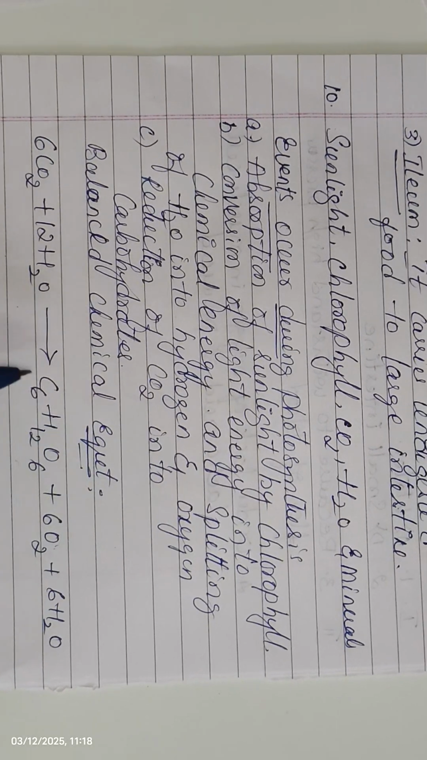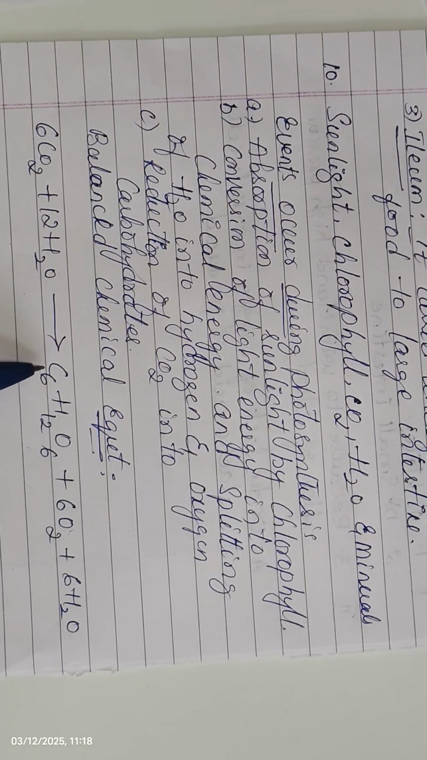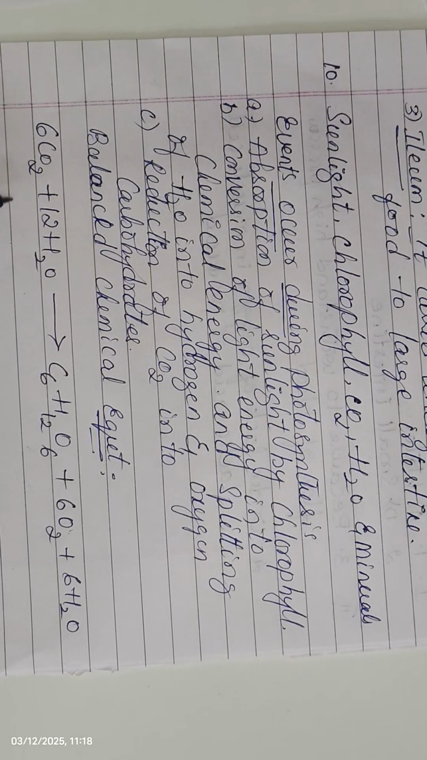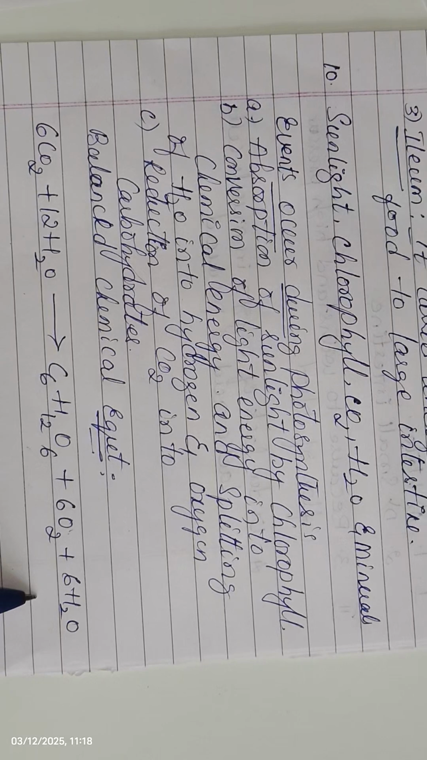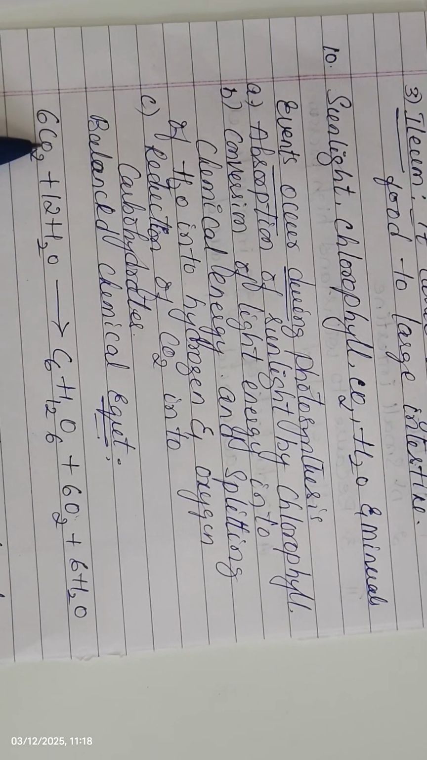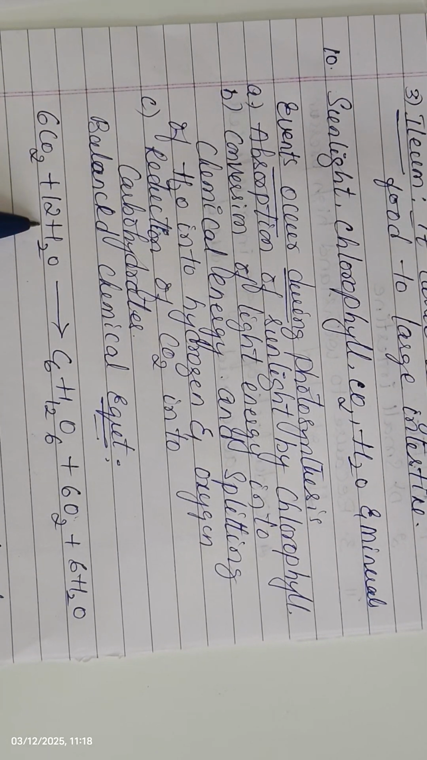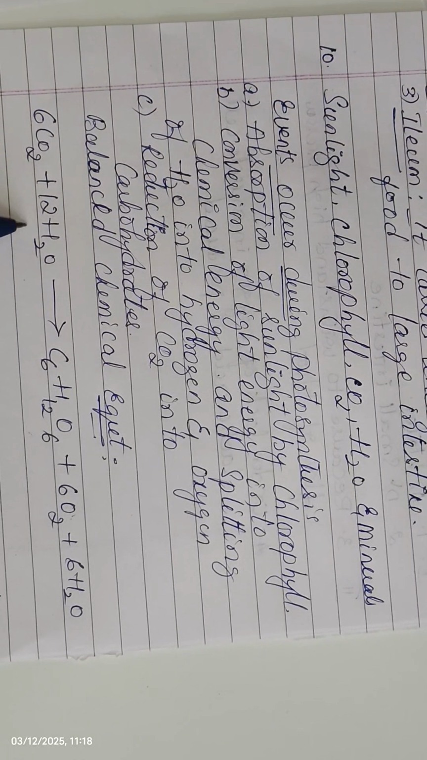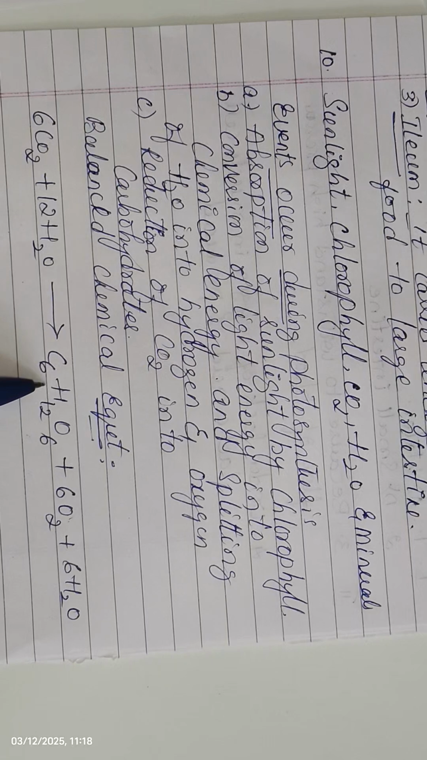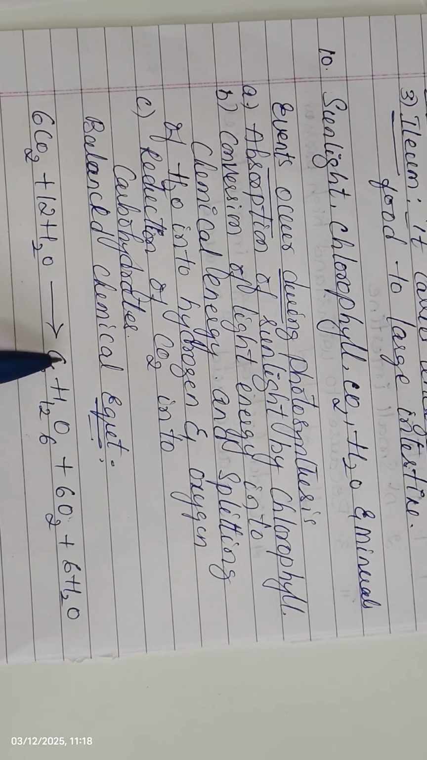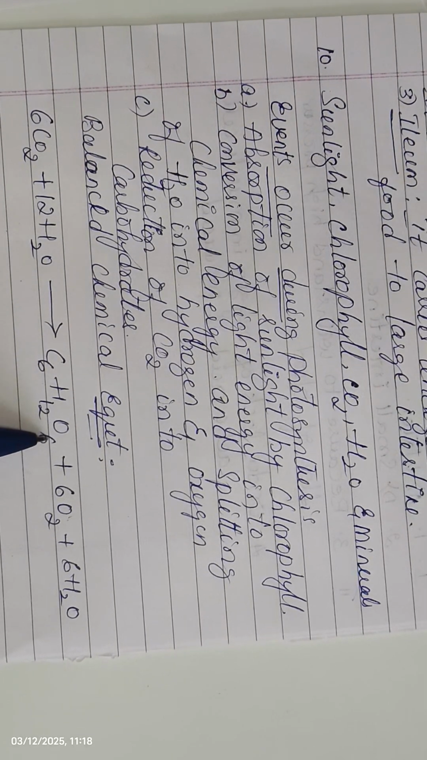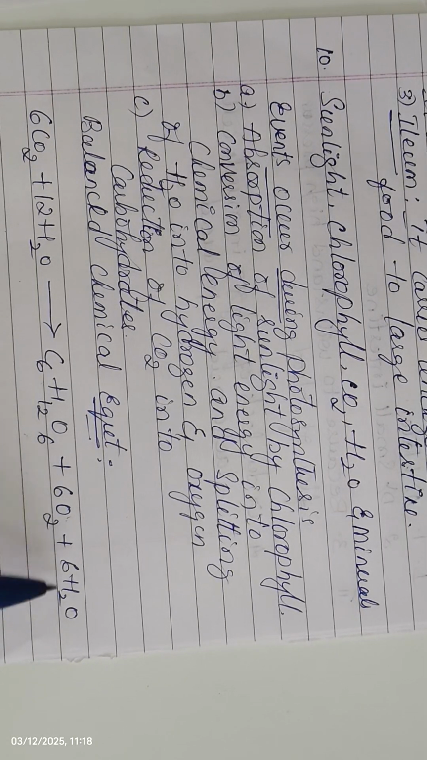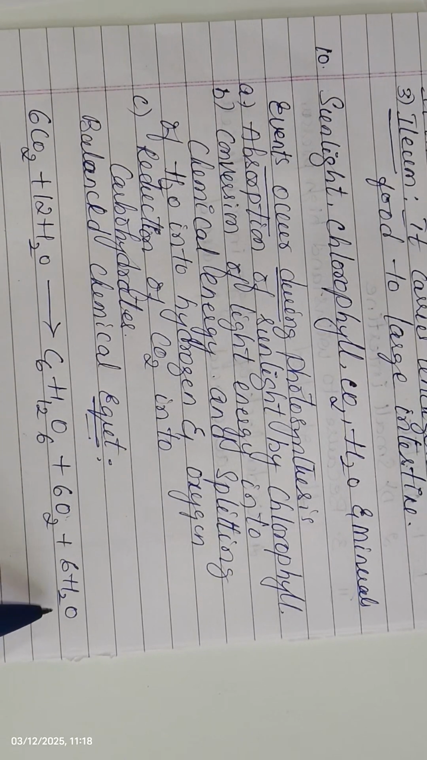Next, the one more sub question is: represent this process by a balanced chemical equation. You have to write the balanced chemical equation of photosynthesis. We know that carbon dioxide and water are essential for the photosynthesis process. 6CO2 plus 12H2O gives rise to C6H12O6 plus 6O2 plus 6H2O. So this is a balanced chemical equation.